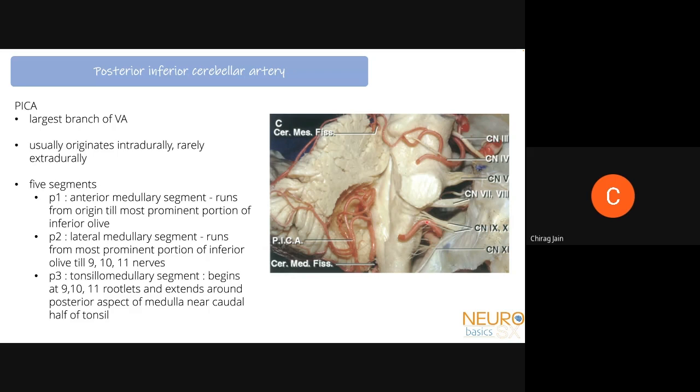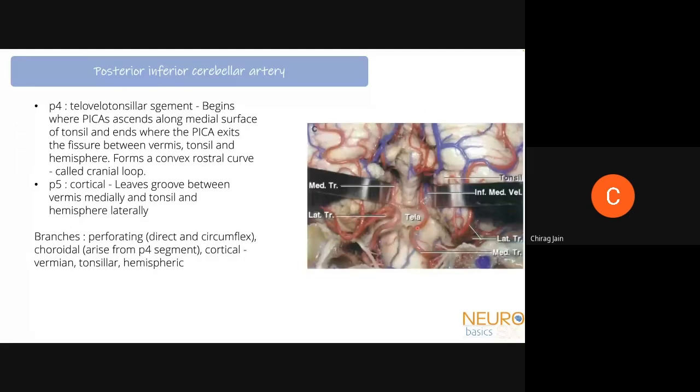This tonsillar medullary segment is going to begin at these nerve rootlets and then wrap around the medulla and enter the fissure between the medulla and the tonsil. So that is the tonsillar medullary segment. The fourth part, after it wraps around the medulla and enters this fissure, is the telovelotonsillar segment. This begins where the PICA starts ascending along the medial surface of the tonsil, and where the PICA exits the fissure between the vermis, tonsil, and hemisphere, that is where this segment ends.